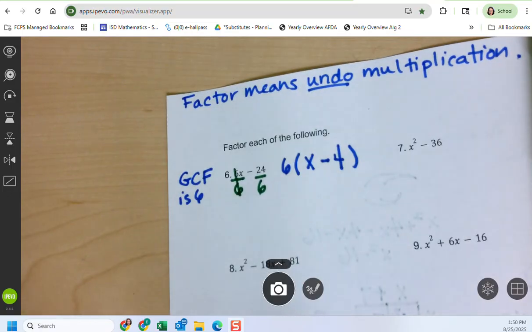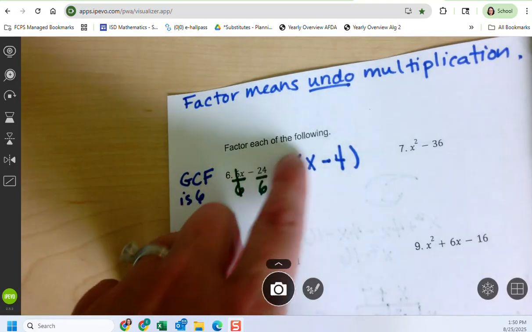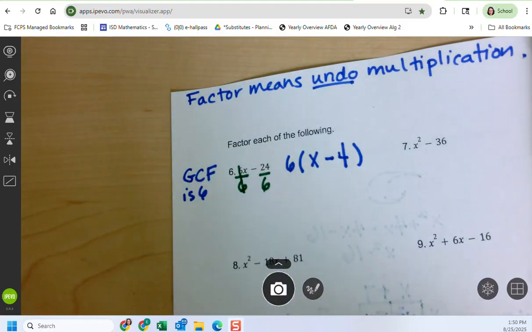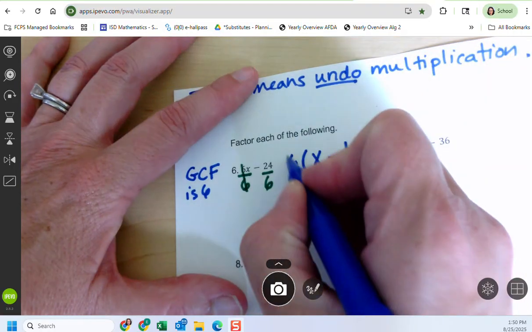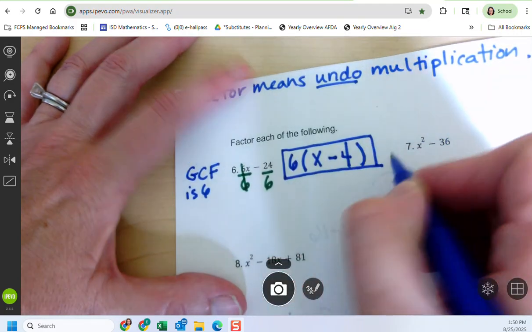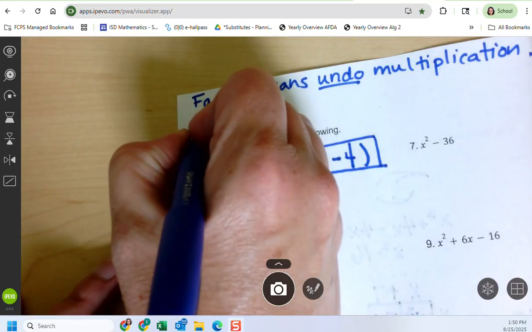You could check and see if you were right by multiplying. 6 times x is 6x, and 6 times negative 4 is negative 24. So you can always check, but this is the answer right here. All right, so one of the things we're learning about today is GCF factoring. There's another one called difference of squares.